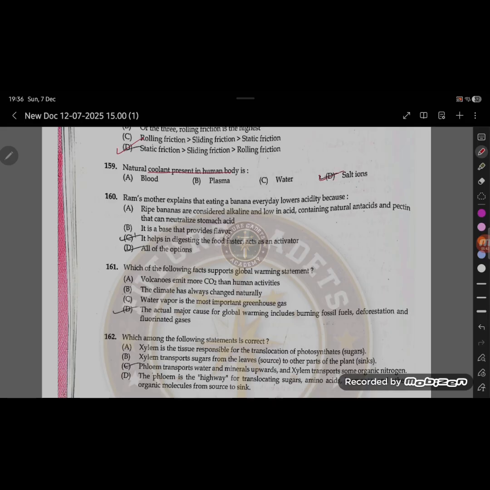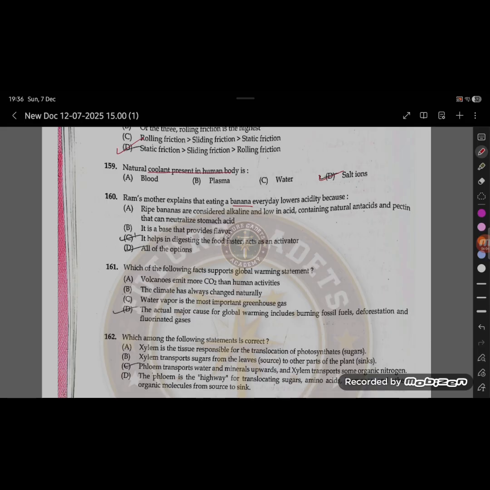168th question. Ram's mother explains that eating a banana every day lowers acidity. Why? Let's find out. A, ripe bananas are considered alkaline and low in acid. B, it is a base that provides flavor. C, it helps in digestion and acts as an activator. And D is all of the options.